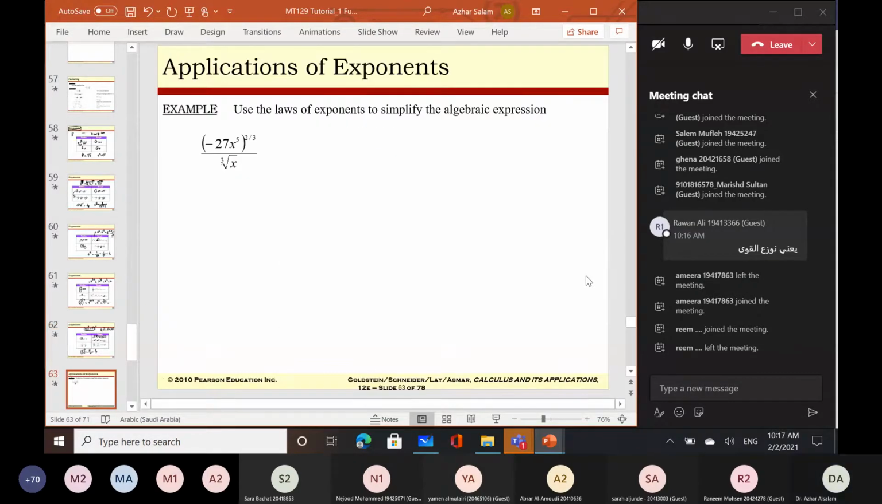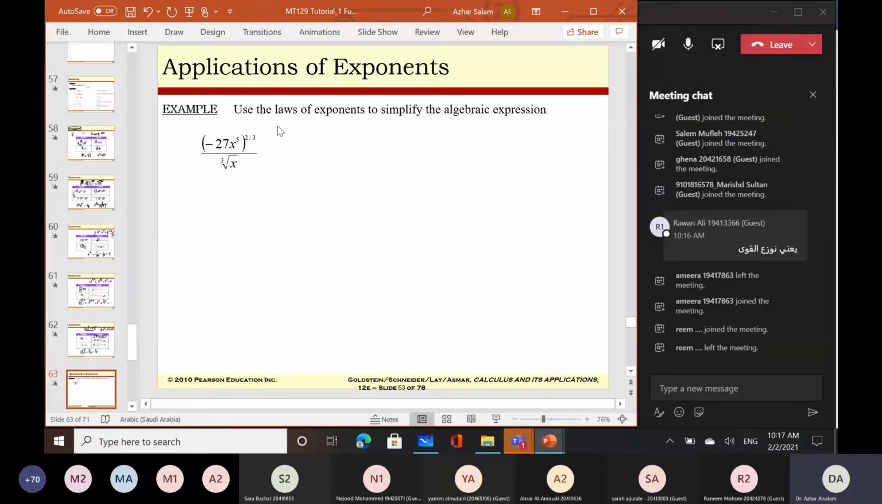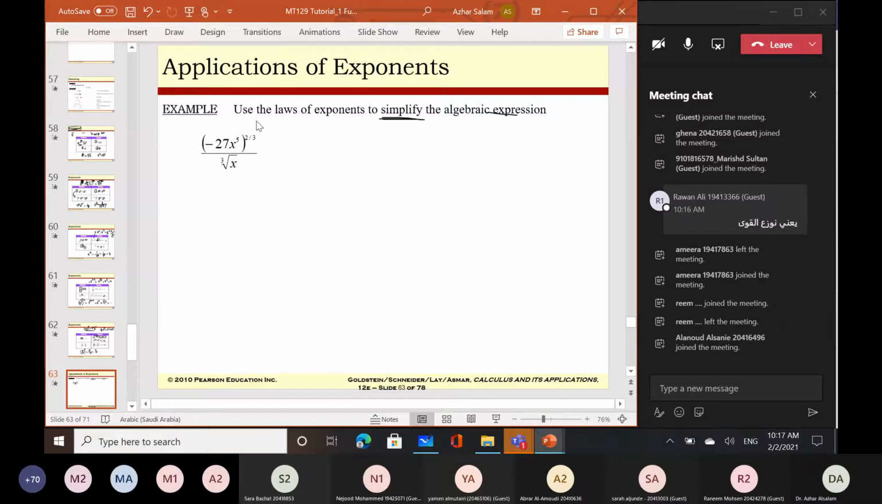Okay? Exactly like this example. In this example, the question is: simplify. The question actually uses the laws of exponents that we just discussed to simplify the algebraic expression. Okay? All I have to do is to simplify using the rules that we discussed.